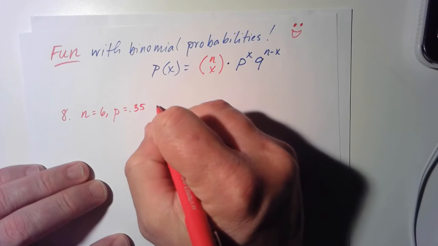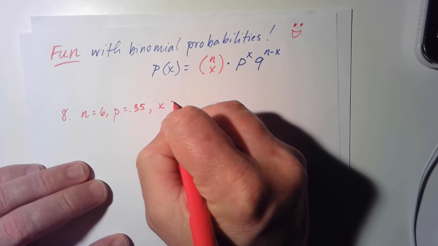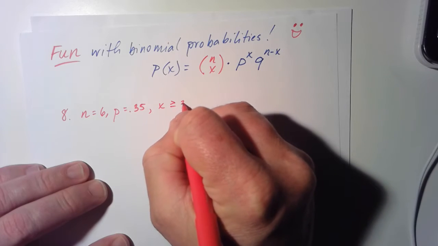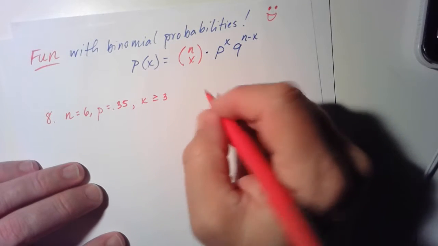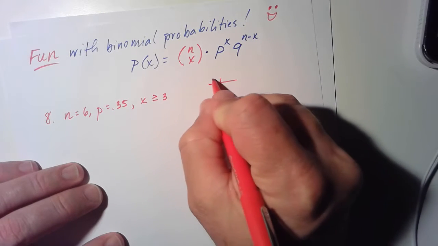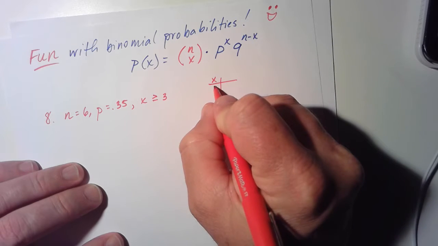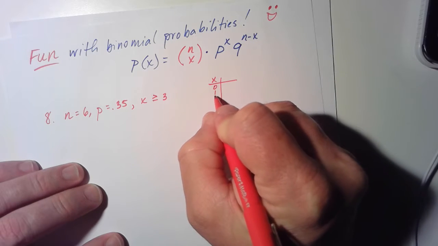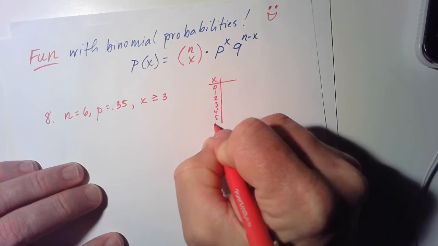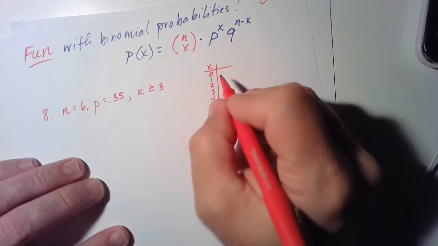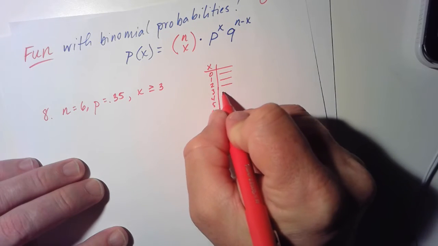So X is at least 3. That means it is 3 or bigger, greater than or equal to 3. If you were looking at the distribution, all the different possibilities that X could be: of course, you could have 0 of them, you could have 1, you could have 2, you could have 3, 4, 5, 6. And then there is an entire distribution for this.